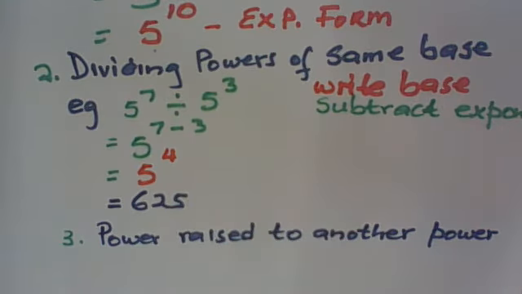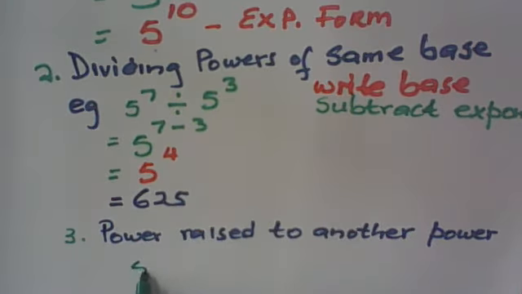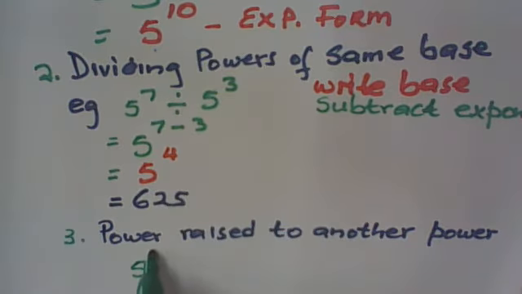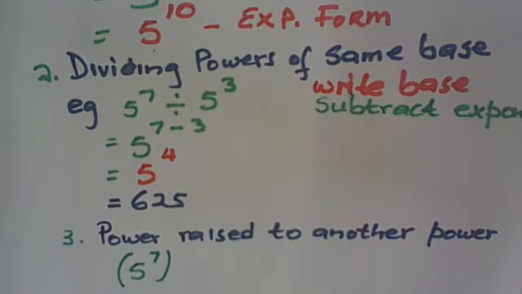Now, a power is a combination of the base as well as the exponent. So, let us write our power. Here is our power. We take 5 to the power 7. And then this is raised to another power, which is 3.